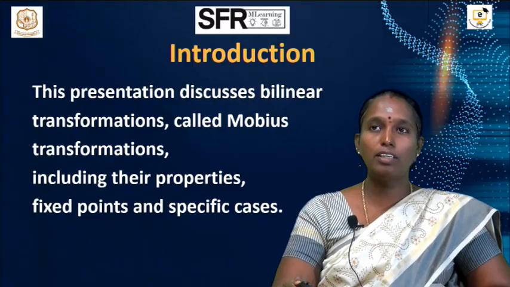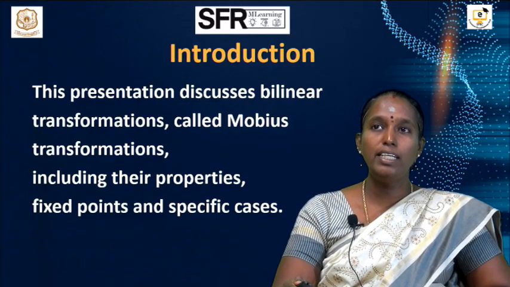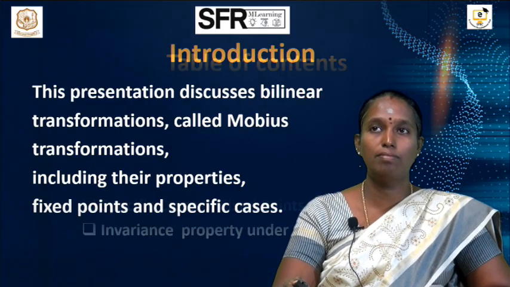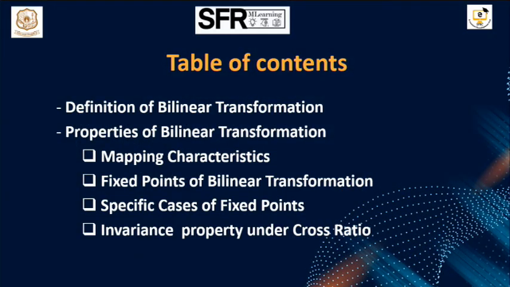For this introduction, I have presented the bilinear transformation, which is called Mobius transformation, including their properties, fixed points, and specific cases. In the table of contents, I have listed the definition of bilinear transformation, properties of bilinear transformation, which includes mapping characteristics, fixed points of bilinear transformation, specific cases of fixed points, and invariance property under cross ratio.